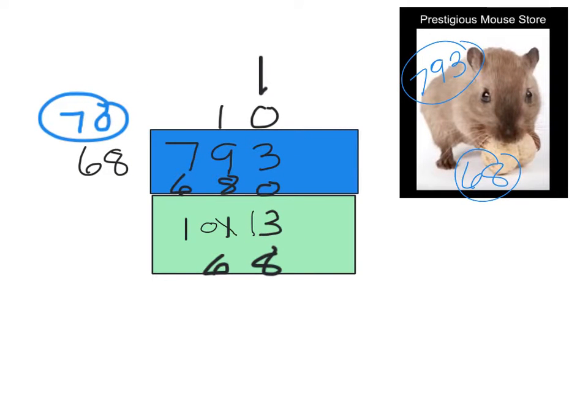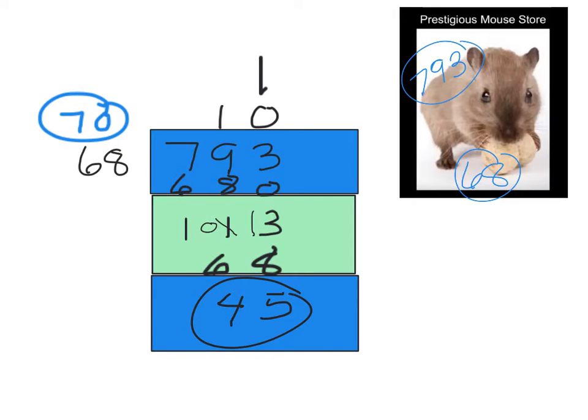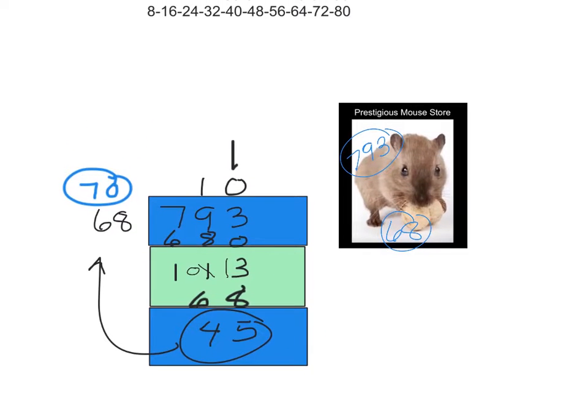And if I make my next area box, I can work right here. And I've got 13 minus 8 is going to give me 5. And then 10 minus 6 is going to give me 4. And if you notice, 45 is smaller than the 68. So I'm actually done right now. And that's pretty cool because this is going to be my remainder.